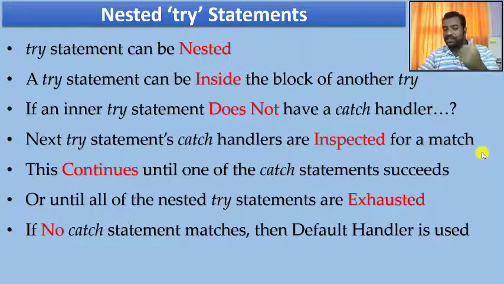Even if that doesn't match, this continues until one of the catch statements of the outer nested try statements succeeds, or until all the nested try statements are exhausted. Hence, when all the try statements are exhausted, and you don't find a matching catch clause, in that case the default handler is used to handle the exception. This is how the nested try statement is going to work.